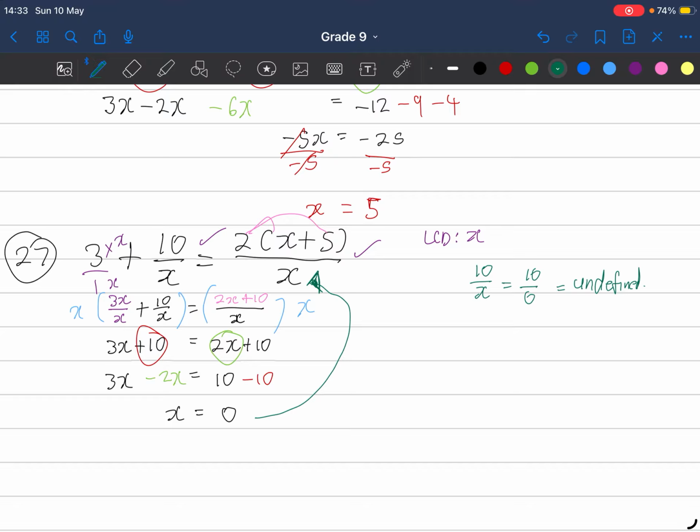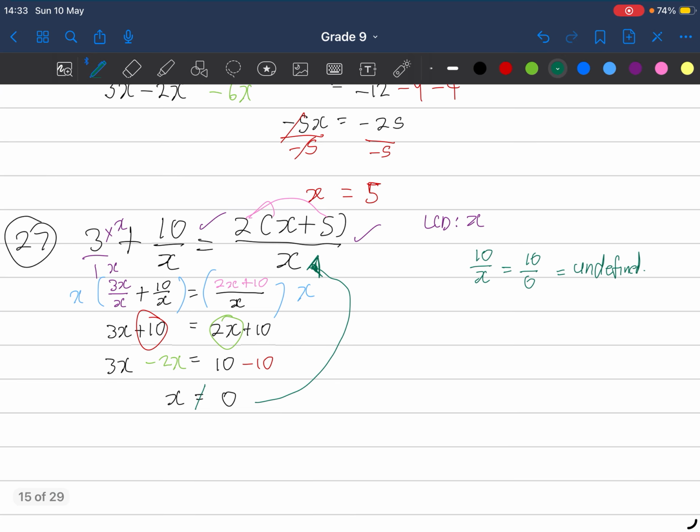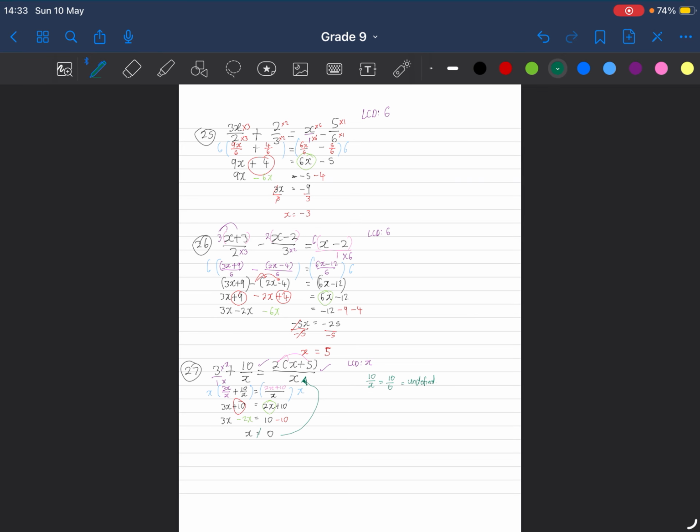So x being 0 is a problem. So our answer is x is, well, it's not equal to 0. We found through calculation it's equal to 0, but that's not the case. It doesn't work. It doesn't give us the answer, so we just have to eliminate it and say that that's a restriction, and it doesn't work. All right.